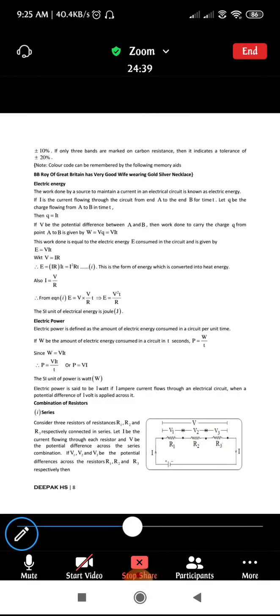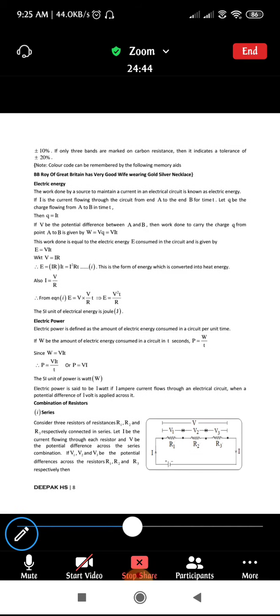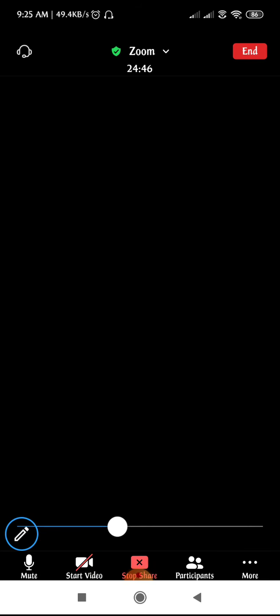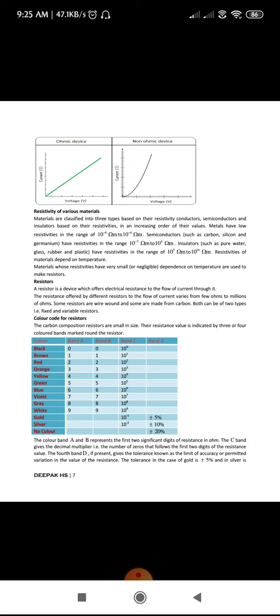So next we will move to the next topic. As I said, remember the sequence of the colors. First of all, you need to practice this table. Only if you are aware of this table will you be able to express the value of a resistance in a correct way. The sequence comes out as black, brown, red, orange, right? First you have black, next you have brown.